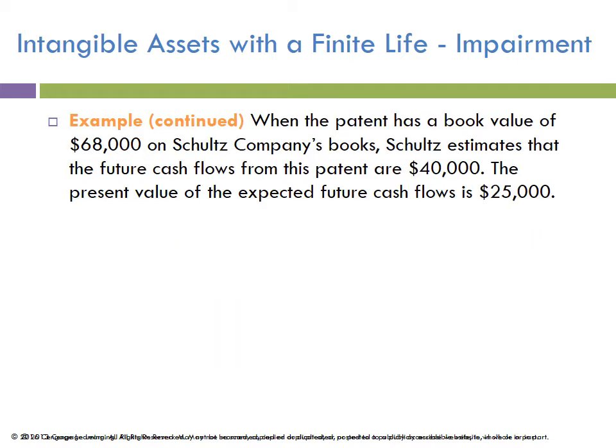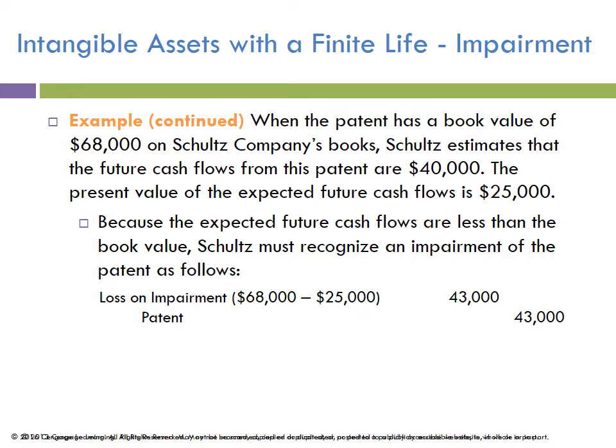Here's an example. The patent from Schultz has a book value of $68,000. Schultz estimates that the future cash flow from this patent is only $40,000. The present value of the expected future cash flows is $25,000. Now, first test. Is there a recoverability problem? The cash flows are less than the book value, so there is an impairment.